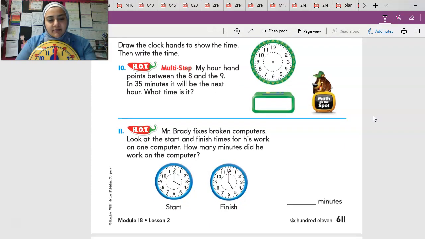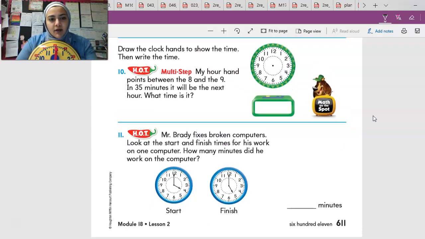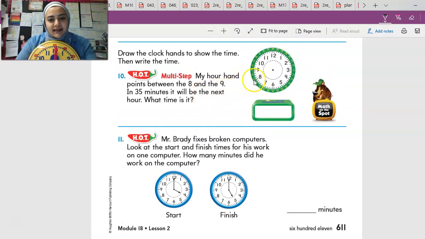Well, I know this is 30 minutes, and I know here this would be 35 minutes. Right? Let's check that. So this is 5, 10, 15, 20, 25, 30, 35. So in 35 minutes, it's going to be the next hour. So what time is it? If the hand is between the 8 and the 9, then the hour is 8. And if the big hand is on the 5, then it's 8:25. All right, let's move on.